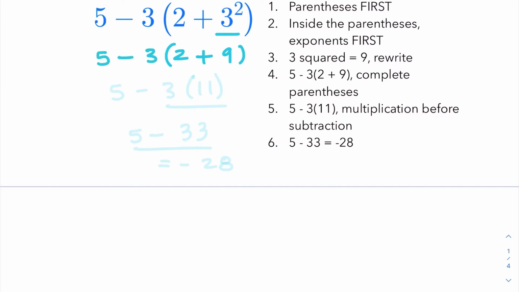Then we go ahead and complete the parentheses. 2 plus 9 is 11. And again, bringing down everything just to make sure we don't miss anything.